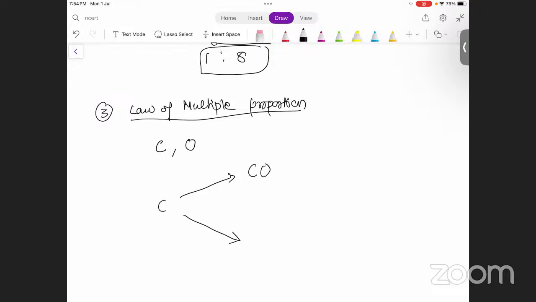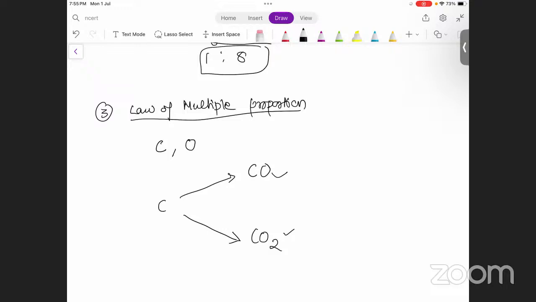Yes, we can have carbon monoxide and we can have carbon dioxide. Yes, let's take these two examples, right? So we can have carbon monoxide and carbon dioxide. So what does this law say? This law says that when two elements combine to form two or more than two compounds, then the mass of one element that is combining with the fixed mass of the other element will always be in simple ratio. This is the definition.